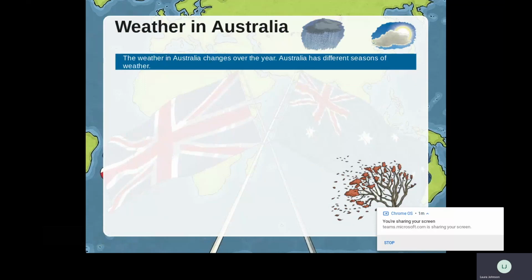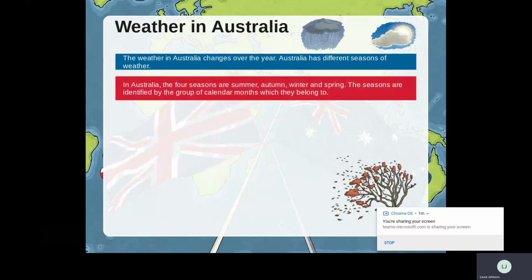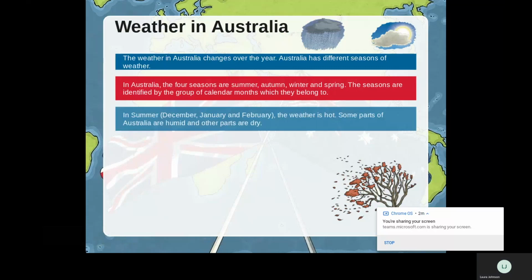The weather in Australia. The weather in Australia changes over the year. Australia has different seasons of weather, just like we do. In Australia, the 4 seasons are summer, autumn, winter and spring. The seasons are identified by the group of calendar months which they belong to. In the summer, December, January and February, the weather is hot. Some parts of Australia are humid and other parts are dry.